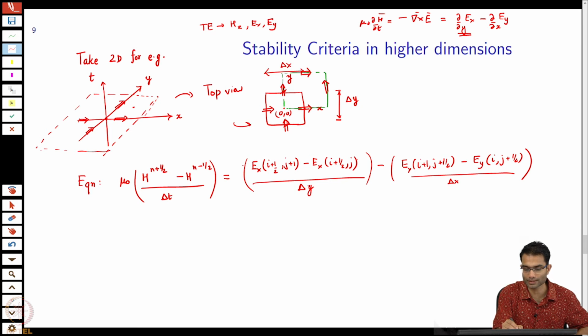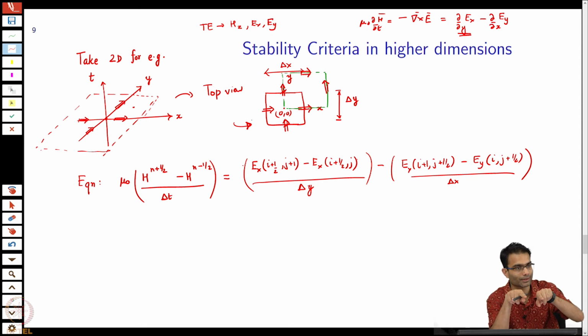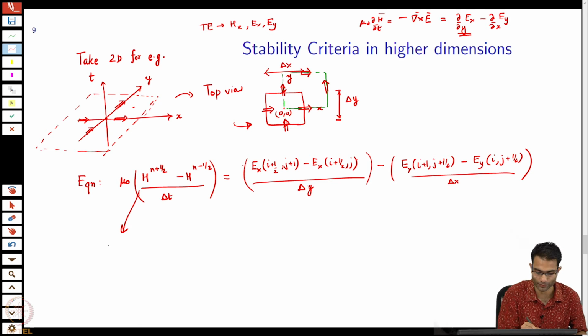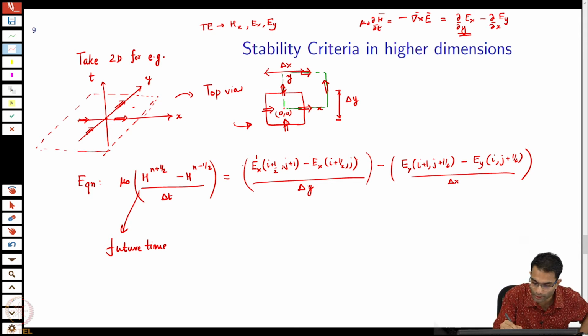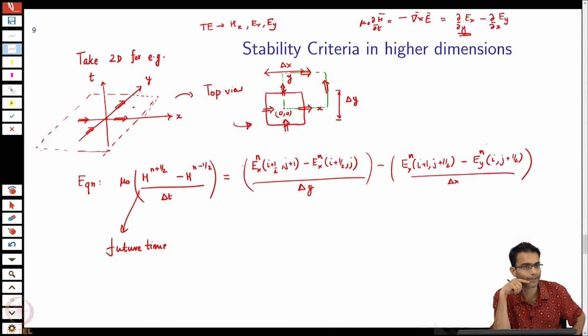In this top view diagram over here, we can imagine 4 nearest values. In one E cell, all these 4 values are involved in calculating h at a future time instant, right. So, this is my h at future time that I want. Everything else is past, h n minus half is past, these are all happening at n, right. Correct.